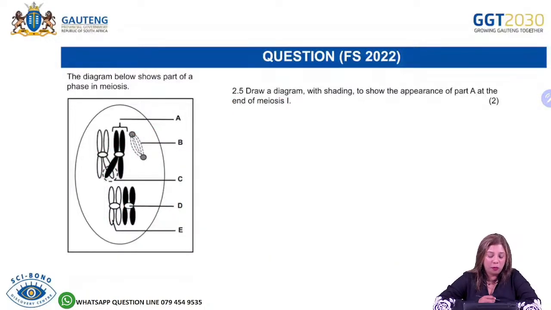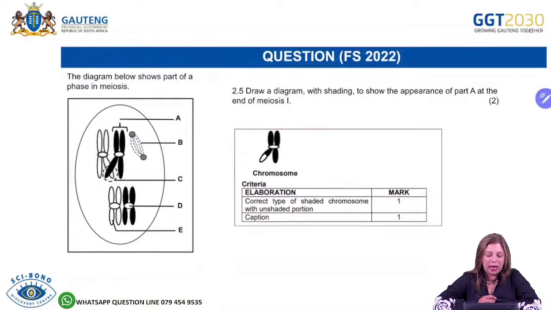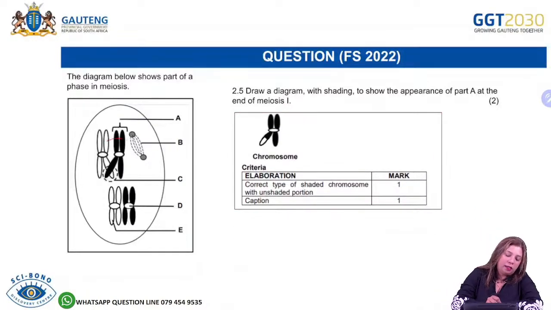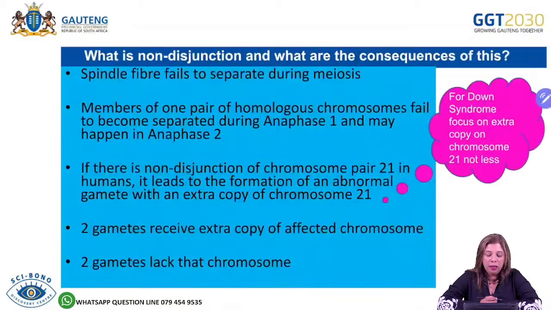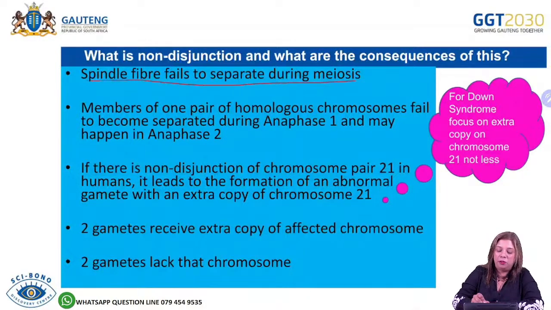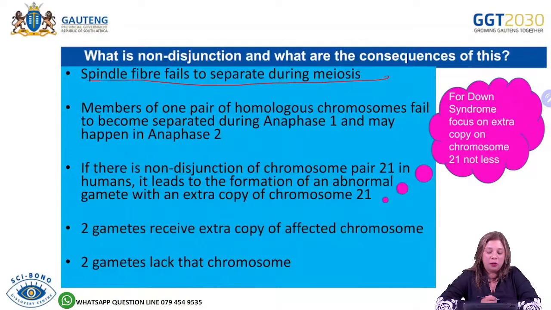And then we have another question on meiosis. Basically, you just need to draw a diagram here of the part that is undergoing crossing over. If we move on, we talk about non-disjunction, and we know non-disjunction is when the spindle fibers fail to separate during meiosis.